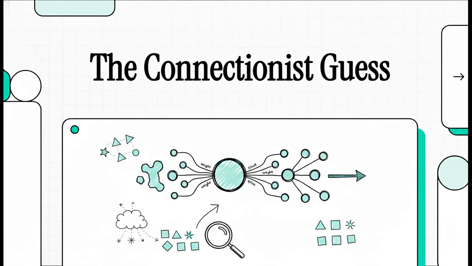Welcome to the Explainer. If you've been paying any attention to AI lately, you know it's moving incredibly fast. It's everywhere. But today, we're actually popping the hood to see what's going on underneath. This is part one, inductive reasoning and the connectionist guess. We are going to explore how neural networks actually operate and learn patterns from just massive data sets.